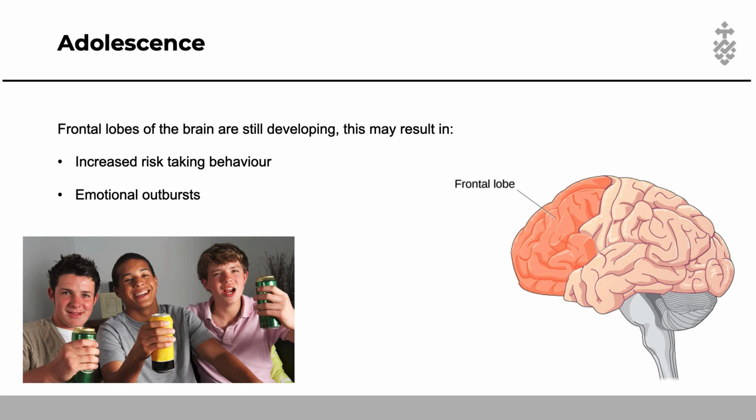Now, this area of the brain is responsible for judgment, for impulse control and planning as well. And so as this area of the brain is developing, this may result in adolescents being more likely to engage in risk-taking behavior like smoking or underage drinking, and emotional outbursts as well. And this part of the brain still can be maturing into early adulthood as well.